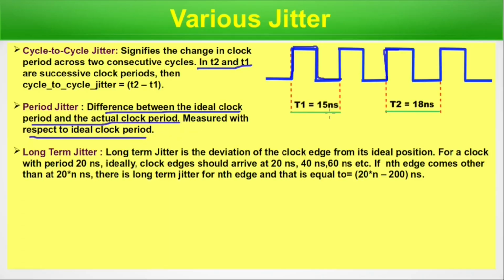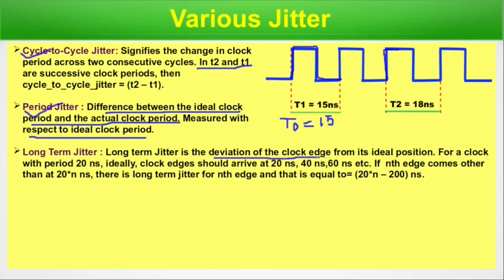And now, period jitter is the difference between the ideal clock period and the actual clock period, measured with respect to the ideal clock period. So, if the ideal clock period is 15 nanoseconds, for this clock period jitter is 0. We consider T0 as ideal and that is 15. So actually there is no jitter in this clock period. Although here there is a jitter, so it will be 3 nanoseconds, T1 minus T0, because this is the ideal and period jitter is measured with respect to the ideal clock period. So the ideal clock period is 15 and T1 is 15, so there is no jitter. The ideal clock period is 15, T2 is 18, so there is a jitter of 3 nanoseconds. This is the calculation.